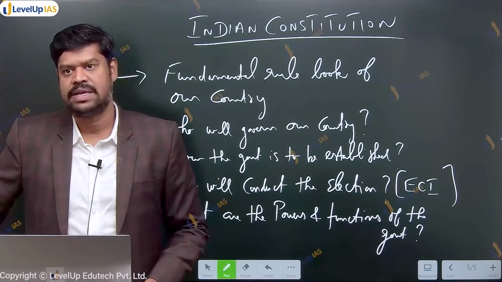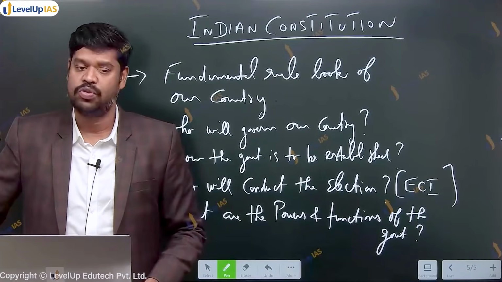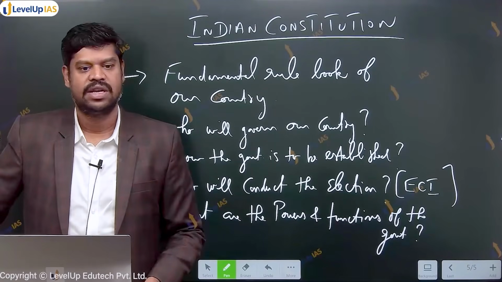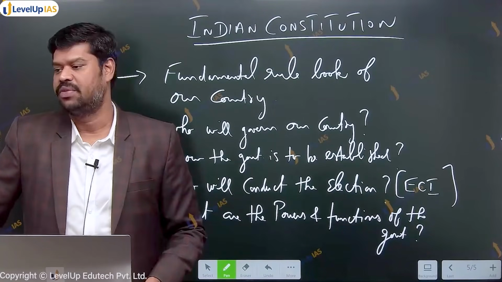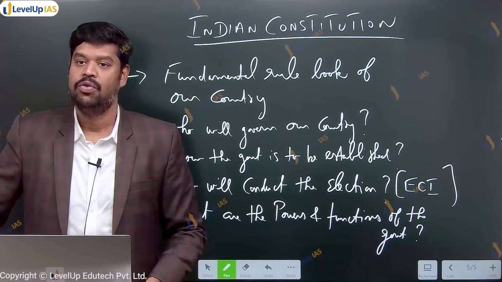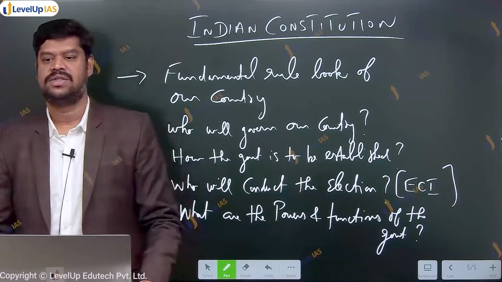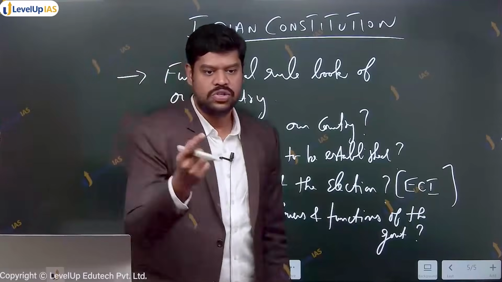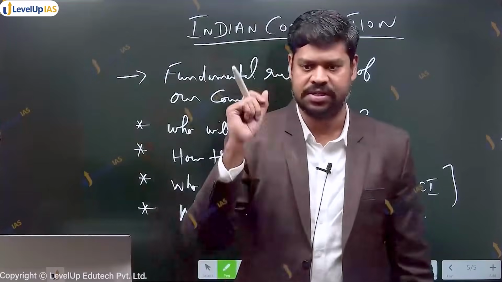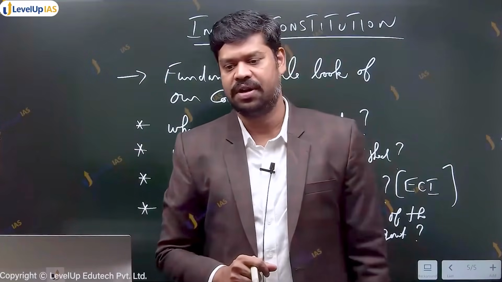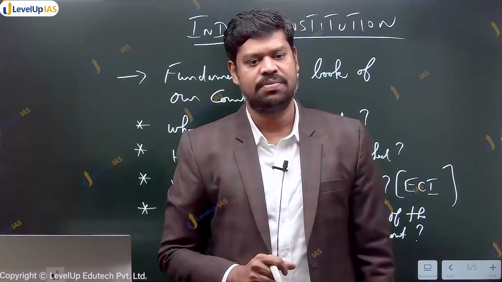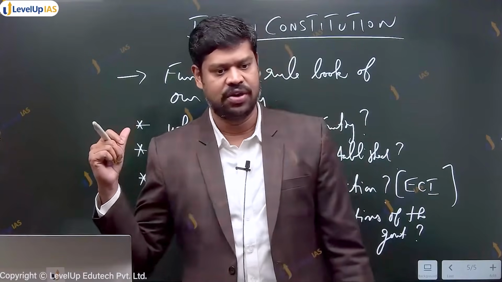And can you give me an example as to what are the provisions in the constitution that can restrict the powers of the government? Very good. The fundamental rights. So therefore, the constitution is also a source of our fundamental rights. And what is the purpose of giving these fundamental rights? It is to restrict the powers of the government. Is that clear to all of you?